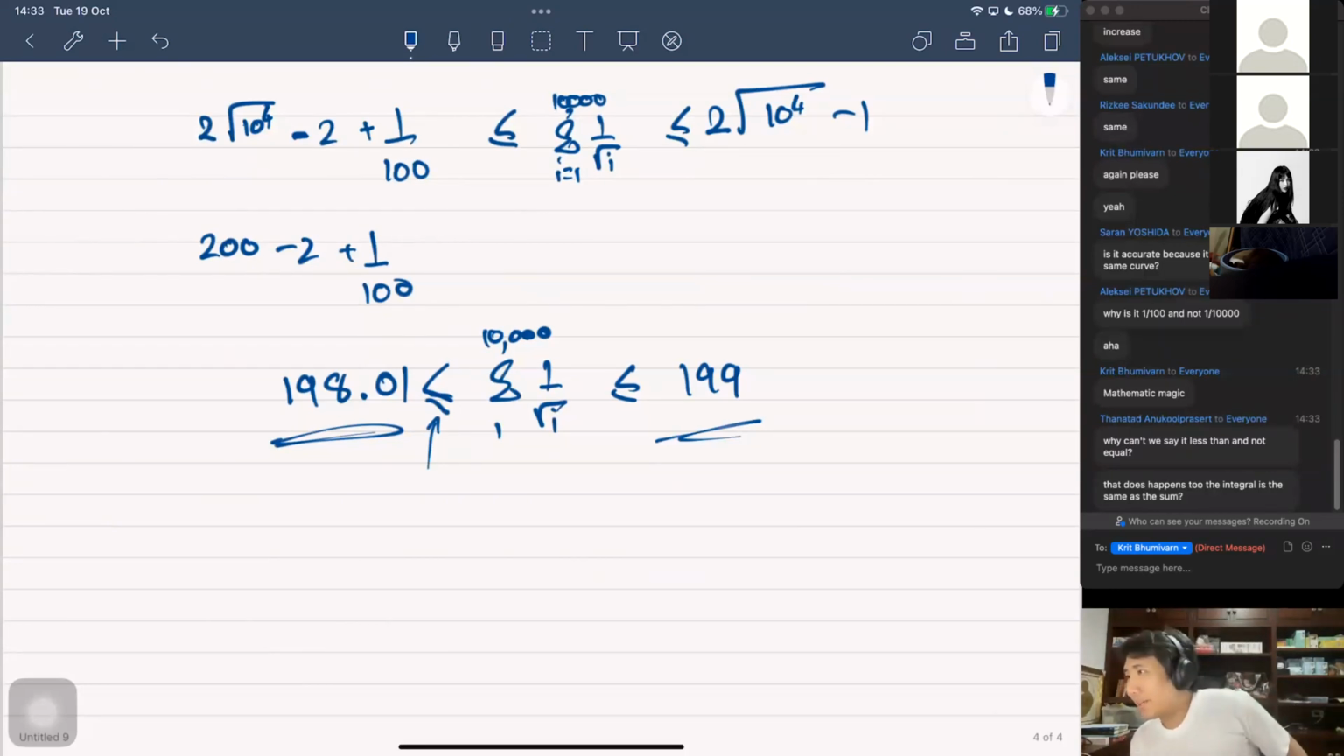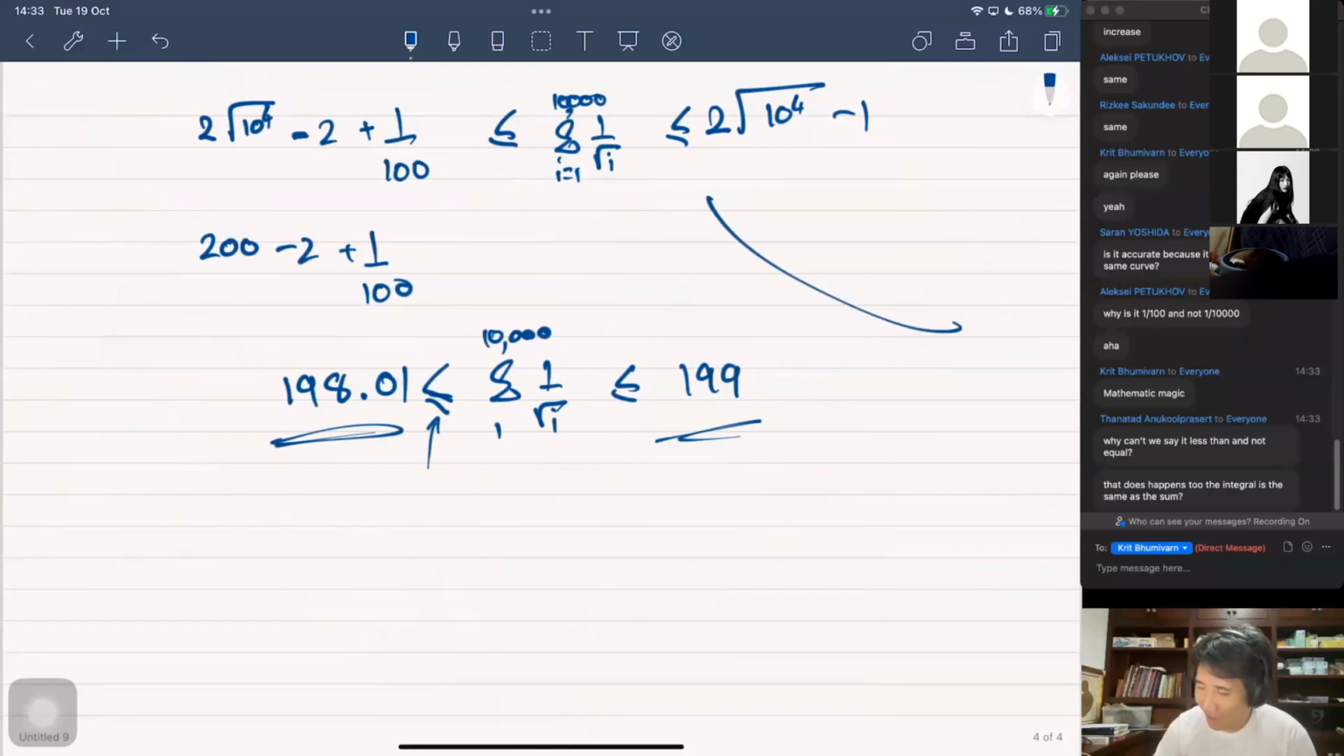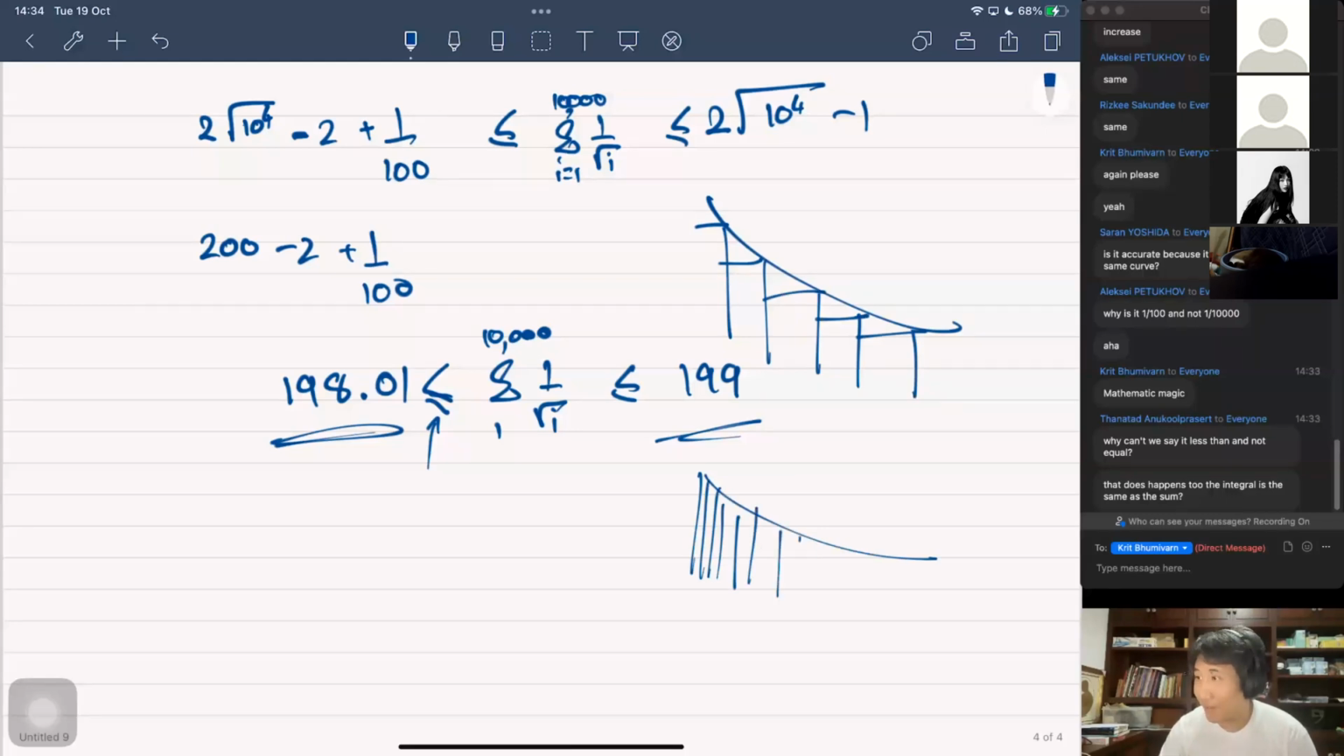That does happen too. The integral is the same as the sum. Yes, the integral, if you remember, is a Riemann sum, which is a kind of sum, except your pieces are a lot smaller, right? When you integrate, you're not going to do this. At least you're going to use the midpoint rule or something. But with a Riemann sum, when you do the integral, it's very finely sliced. So it's closely related, but not quite.